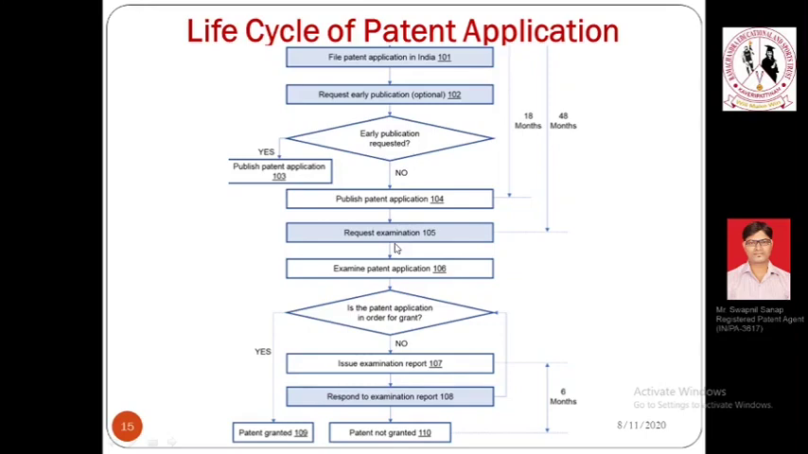Now, once the response is submitted at the patent office, the examiner again reviews your response in view of the application which was filed at step 101. Right? Is this clear? In his further review, if he realizes that his objections or concerns are cleared and he feels that the invention is capable of getting a patent granted, at step 109, sorry, not 110, 109, he grants the patent for it.